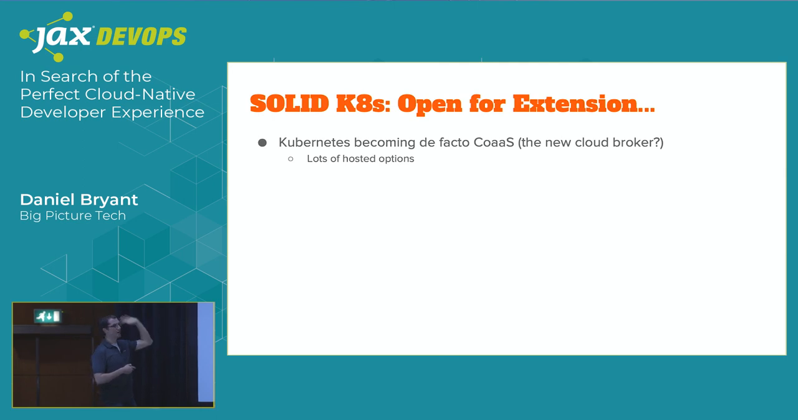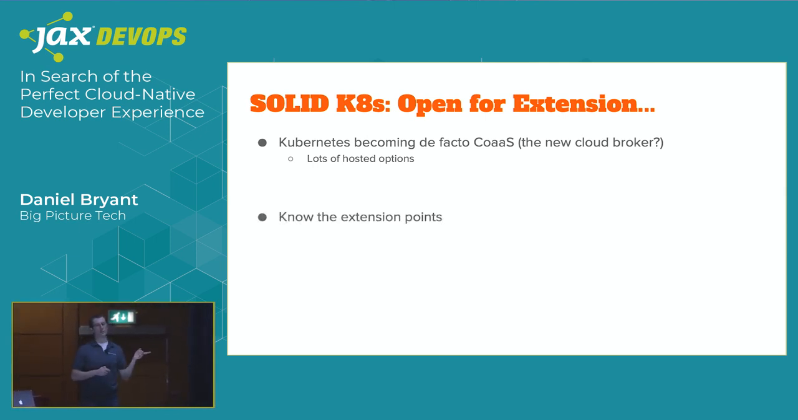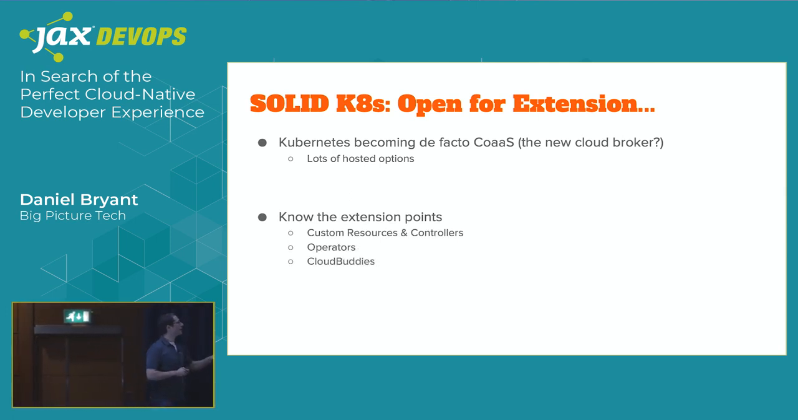There are lots of hosted options. I say run it on GKE or something, or run it on Amazon. Don't run it yourself if you can get away with that. But know where your extension points are. And for me, the key things I learned a lot from Nico, and we've done quite a bit of in DataWire now, are things like custom resources and controllers.